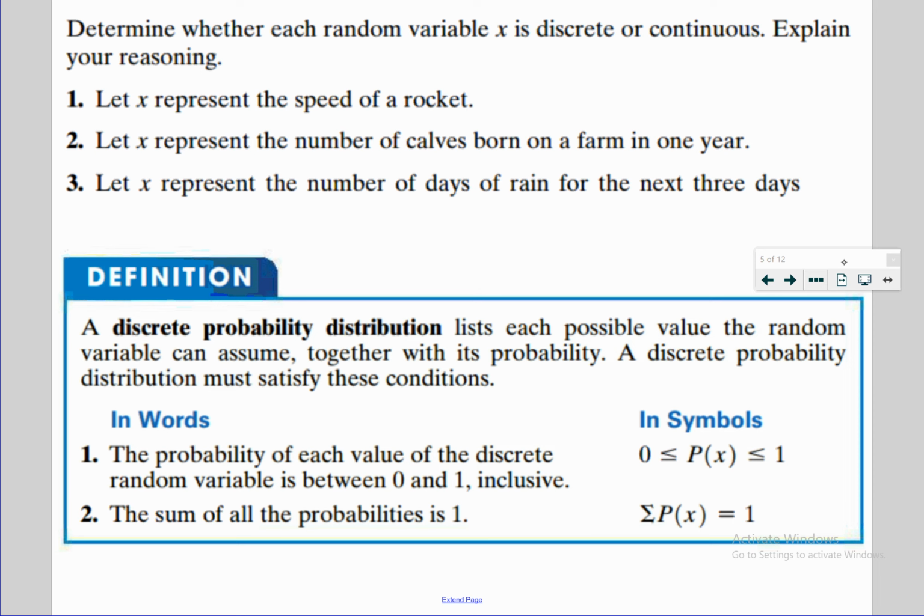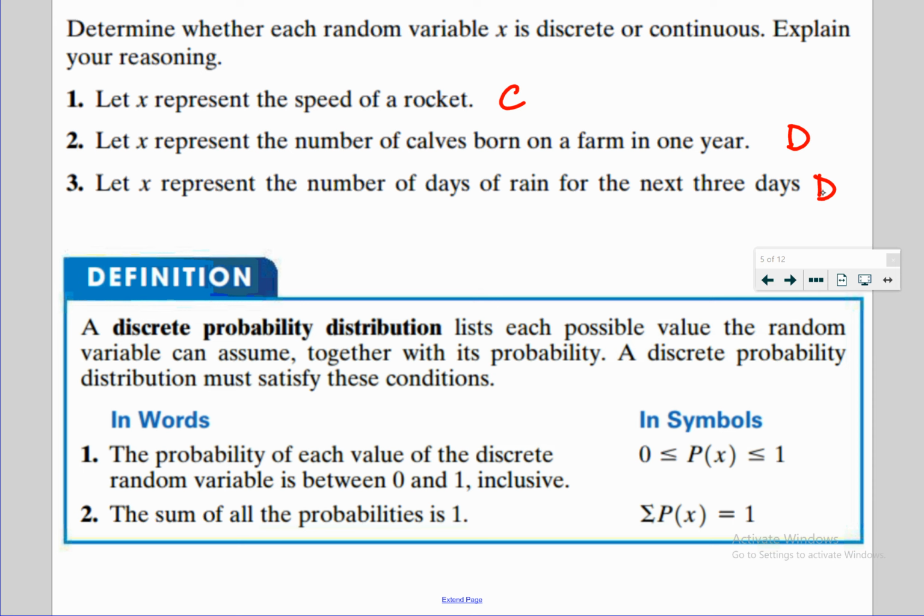All right, speed of a rocket, discrete or continuous? Continuous. It's measured, not counted. Number of calves born on a farm? Discrete. I can count it. Number of days? Discrete. I can count it.